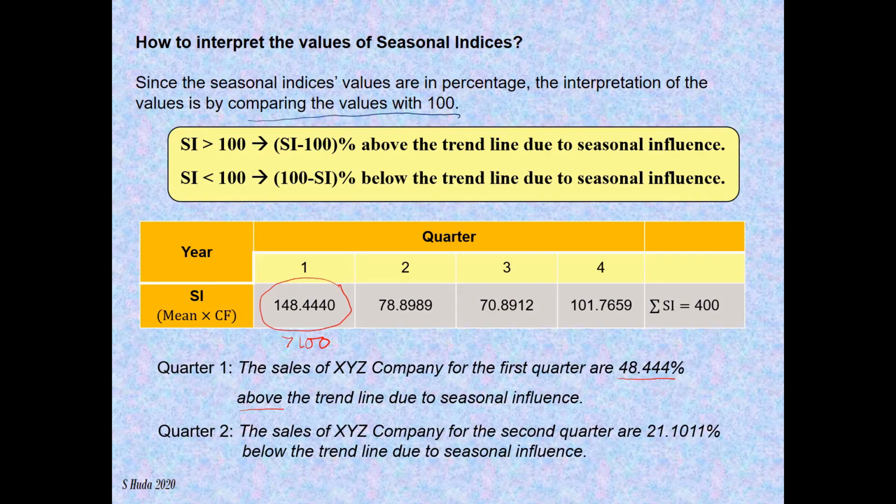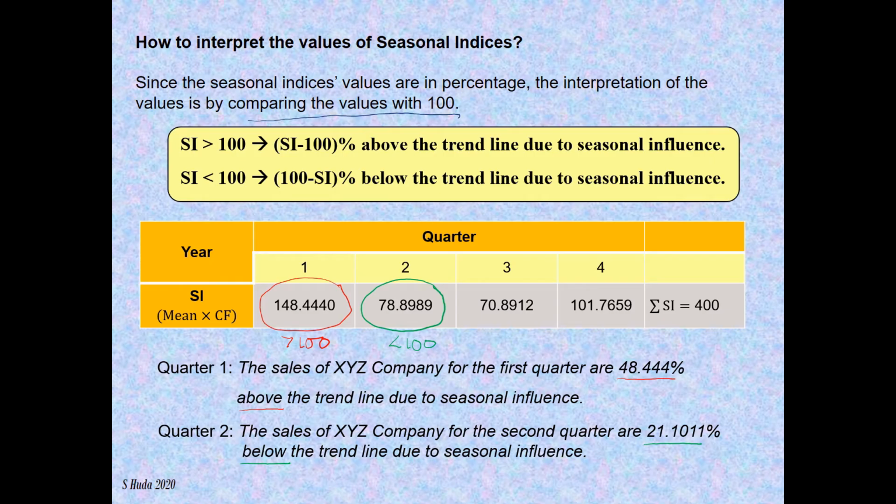Next, this keyword above means the value obtained is greater than 100. Okay, next, what happens if you need to comment on the value of SI for the second quarter? So second quarter, 78.8989, which is less than 100. How much less? 100 minus 78.8989. So you got 21.1011%. So the value of SI for the second quarter is less than 100.